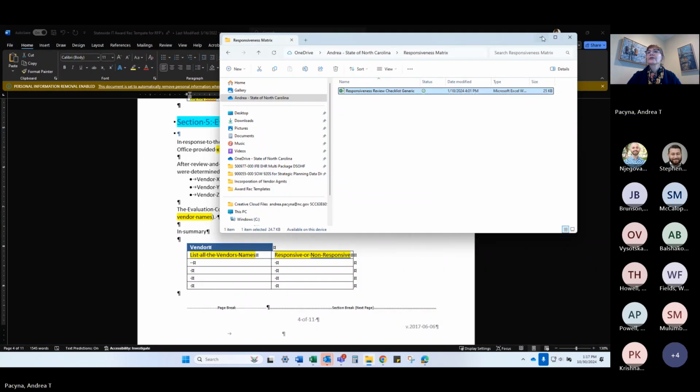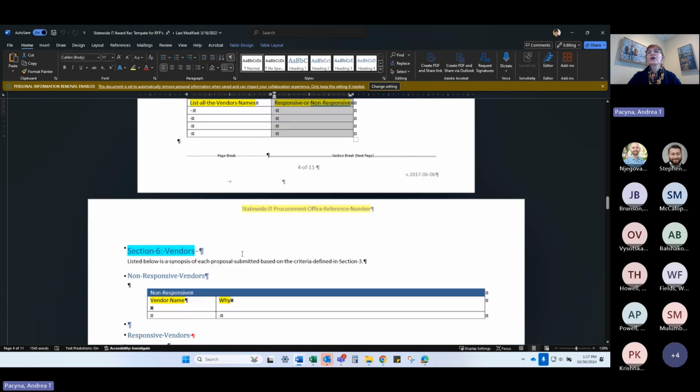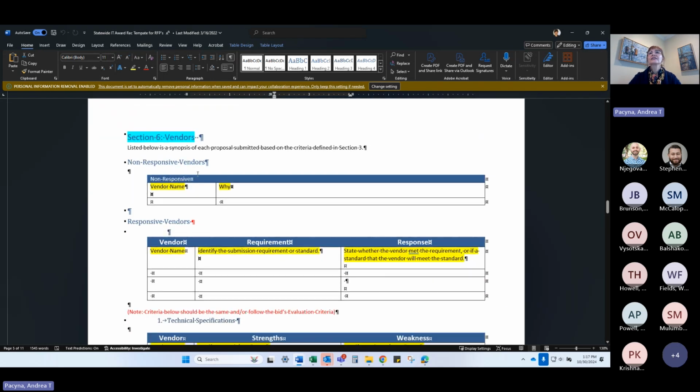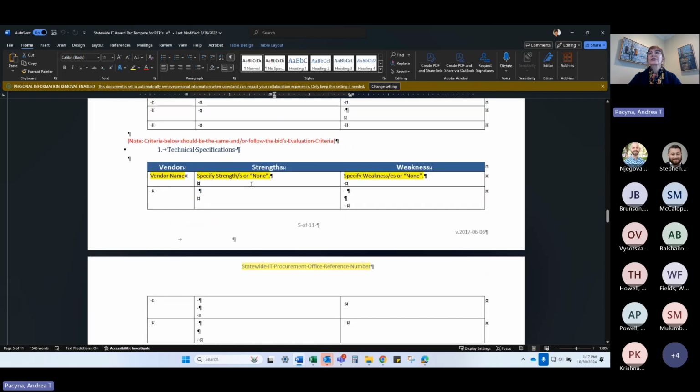Okay, so there you have it. You're supposed to list everybody who submitted offers, and then say whether they were responsive or not, and explain very clearly why they weren't, with examples. Non-responsive vendors, responsive vendors, give a synopsis of each proposal. Then for responsive vendors, you get into the technical specs, who substantially conformed.